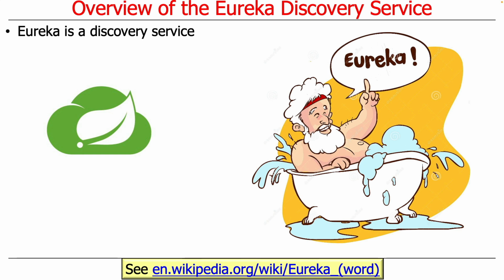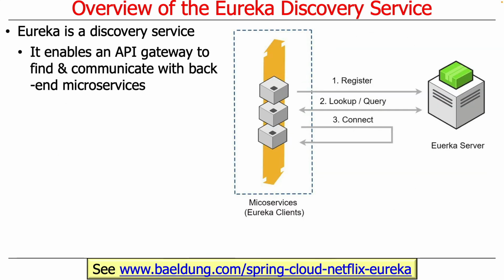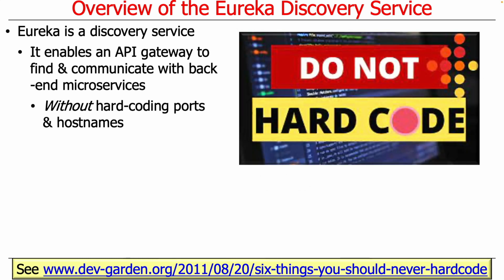So just to recap, Eureka is a discovery service. Eureka means I have found it in Greek. If you're a fan of Shakespeare, you could say it's all Greek to me. But Eureka basically is a way of being able to find things. And what it enables to be found, it enables an API gateway to find and communicate with back-end microservices. Now, you can use it for other stuff too, but that's what we're using it for here.